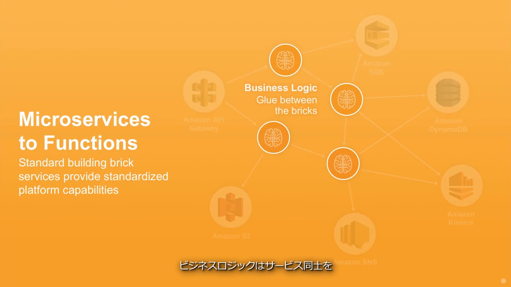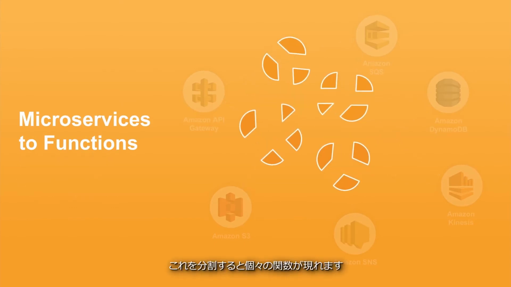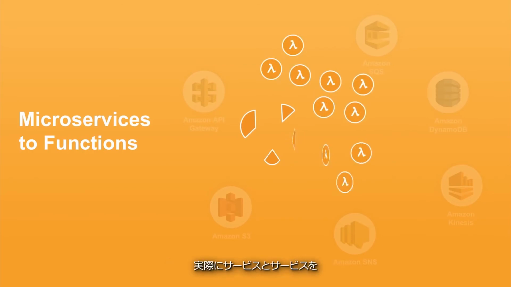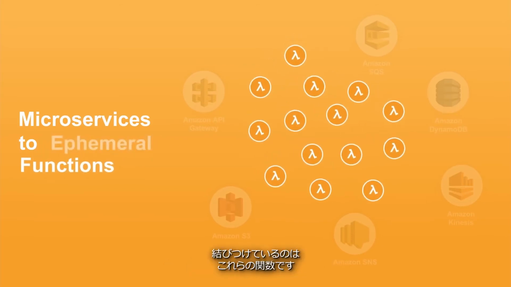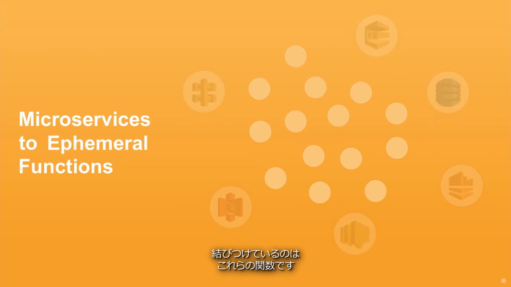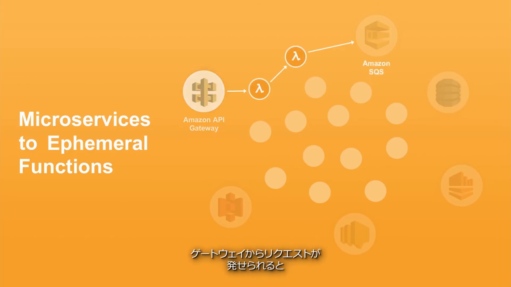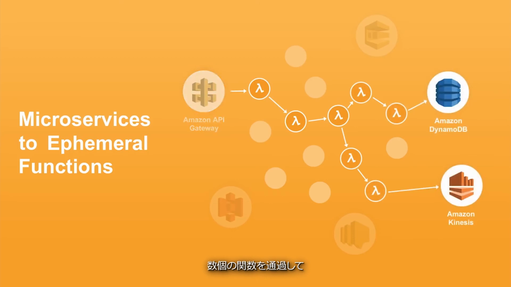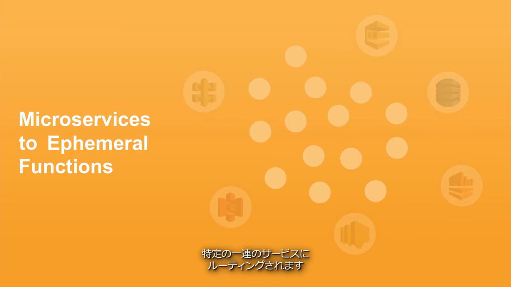So if we look at that business logic, that's the glue between the bricks. And we're now starting to split that glue up and form individual functions that are really just connecting these services. And I've drawn this grayed out because they're not actually running until there's some work for them to do. You get a request coming in on the gateway, and it gets routed through a few functions and finds its way to a particular set of services.